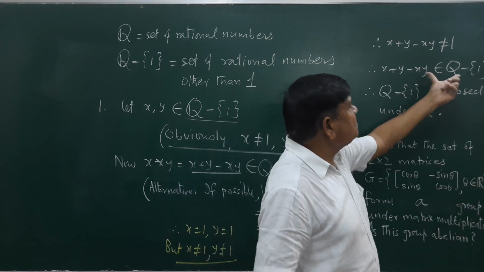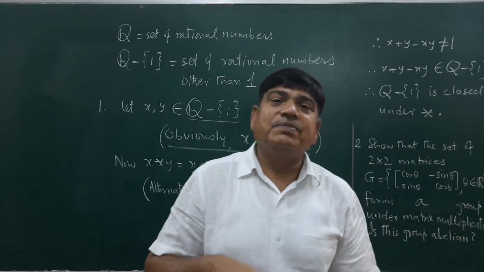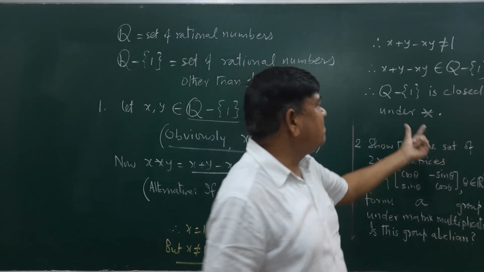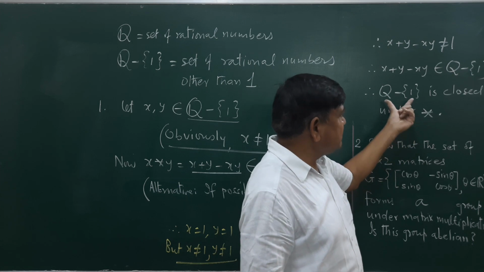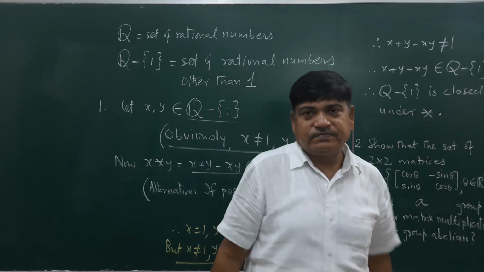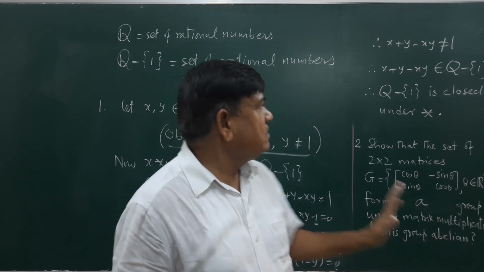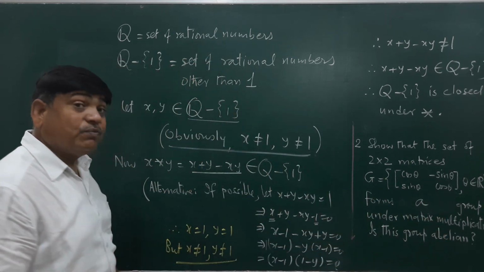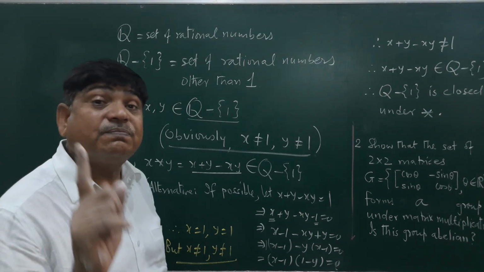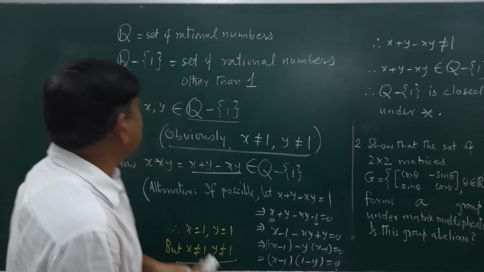This is the member of this. And if this is the member of this, that means the operation is the binary operation. In other words, we say this is closed under the given operation. This is the way to prove the first axiom, the first property of the group. Okay, now we come to the second part of this.